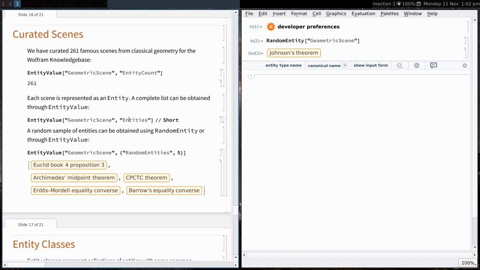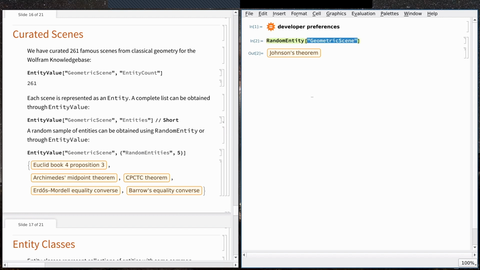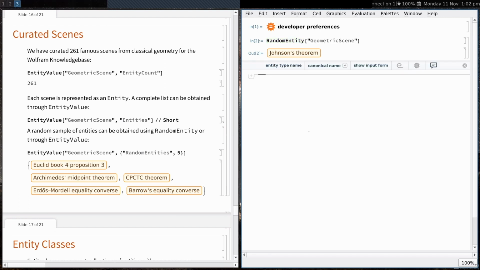Okay, so these are now entities, is that correct? Are they in an entity store, or where are they? They're in alpha. But they are accessible from the language, is that true? They're dev mode exposed right now, but should be able to go live with 12.1. What is the entity type? Geometric scene. Is that really the right name for it? Some of these are theorems, some of them are just nice situations that have names, some of them are constructions. Show me an example, so Euclid book 4 proposition 3, what does that mean?